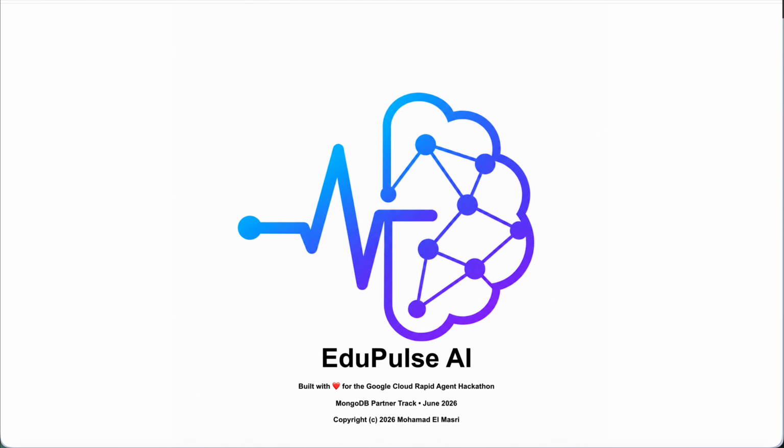Students drop out long before anyone notices. By the time an instructor spots the warning signs, it's too late. EduPulse AI is the action layer between the data and the intervention.